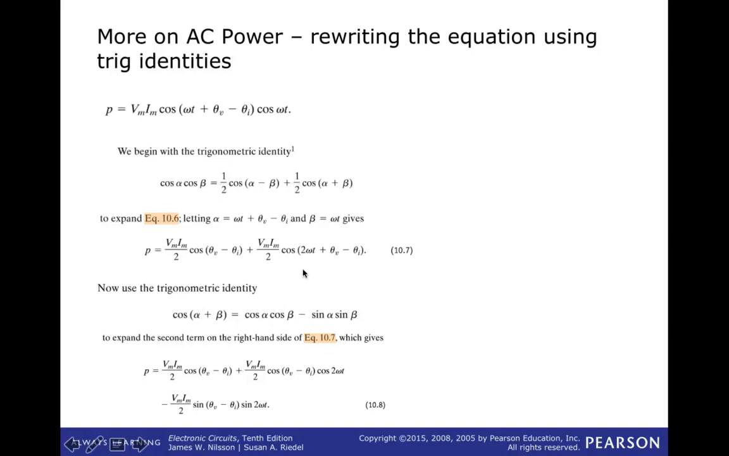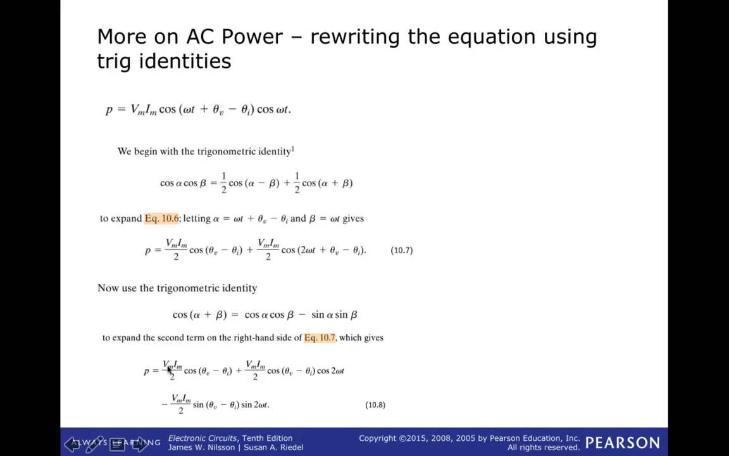And then we'll let alpha be omega t and beta be theta v minus theta i. So we're separating out the phase part from the time domain part. When we do that, combining everything, we get this three-term expression for the instantaneous power. You'll notice that this term is a constant, and it appears twice. It appears here, and then it appears here, multiplying the cosine of 2 omega t. And then you'll notice this term is also a constant, the only difference being that you have the sine of the phase angle difference instead of the cosine.